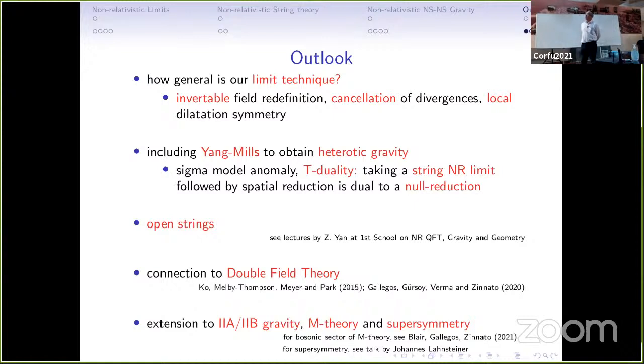Now, naturally, of course, the next step would be to include Yang-Mills and to get the heterotic gravity. That's interesting because it has extra subtleties, because then, you all remember, you have to introduce heterotic fermions in the sigma model and you get anomalies because you get the Yang-Mills Chern-Simons form. And that arises because of the anomaly in the world sheet. Because the two forms transform under Yang-Mills, and that cancels the anomaly which comes from the heterotic fermions.